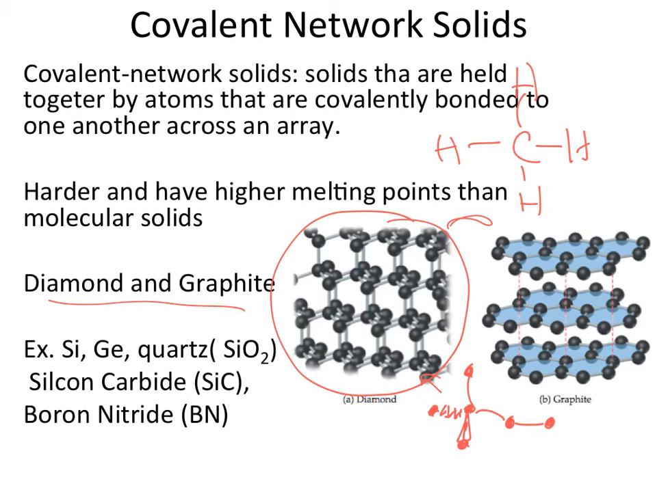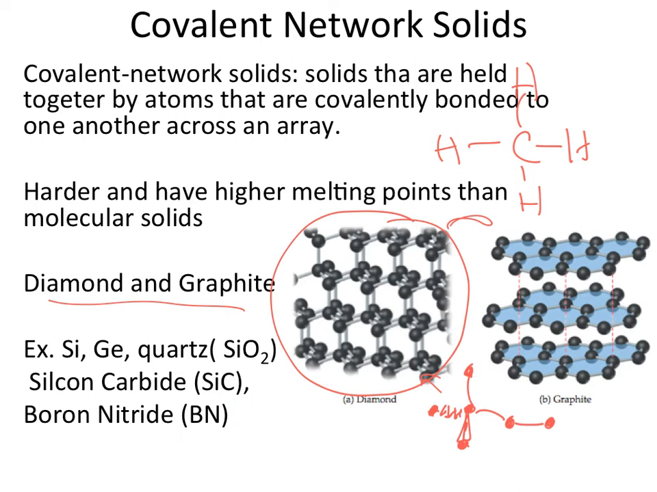We know diamond is the hardest substance, while graphite, which is present in your pencil, is obviously very easily able to be sloughed off and broken. And it's also one of the reasons why we use graphite as lubricants. There are specific substances that are going to form these covalent network solids. Obviously, carbon compounds that can repeatedly bond are options. Other options are silicon, germanium, quartz, so silicon dioxide is a great example, silicon carbide, and boron nitride.